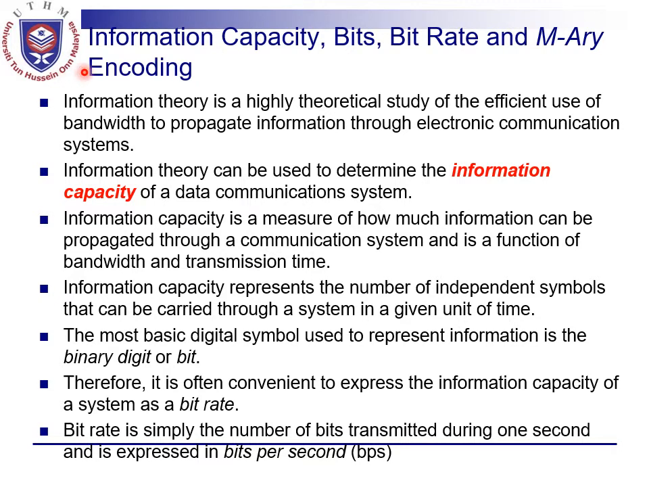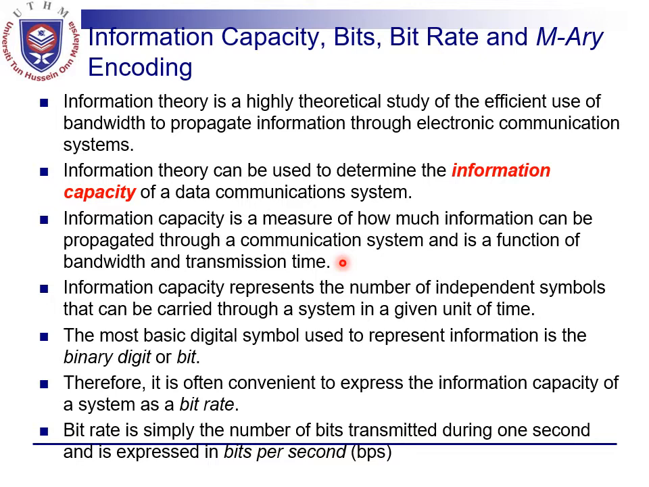In digital modulation, there are some terms that you need to understand. First is information capacity, bits, bit rate, and M-array encoding. So first, what is information capacity? Information capacity is a measure of how much information can be propagated through a communication system and is a function of bandwidth and transmission time.